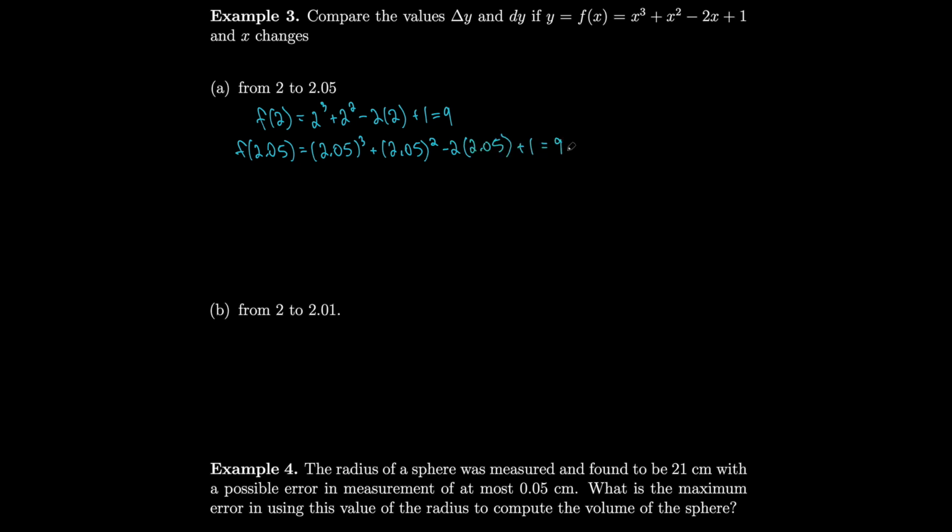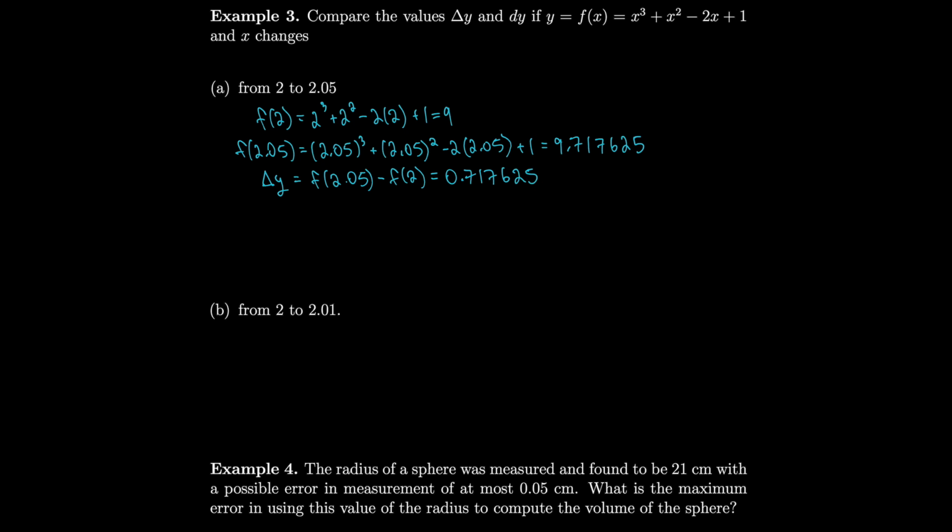So that's 9.717625. Okay, the delta y, the change in y, is just the difference of these two y values. So f of 2.05 minus f of 2, which is 0.717625.